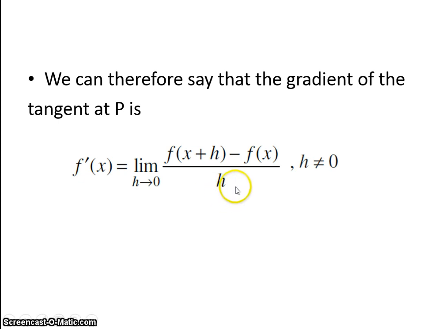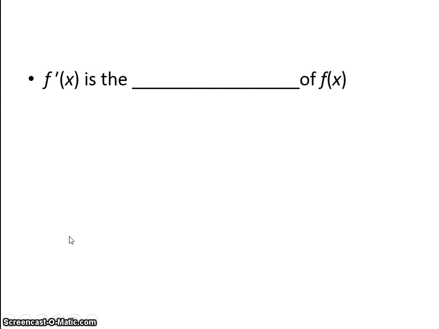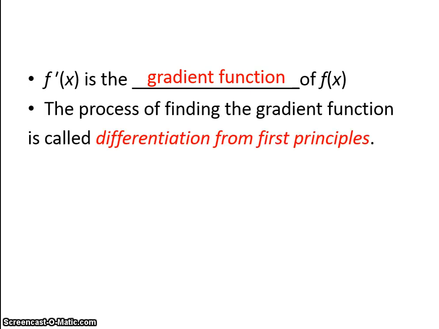Of course, h cannot be equal to 0. We know if h was equal to 0 in this formula, it would make the whole formula undefined. f dash x denotes the gradient of the tangent, and we say that f dash x is the gradient function of the original function f of x. The process of finding the gradient function using this method is known as differentiation from first principles.